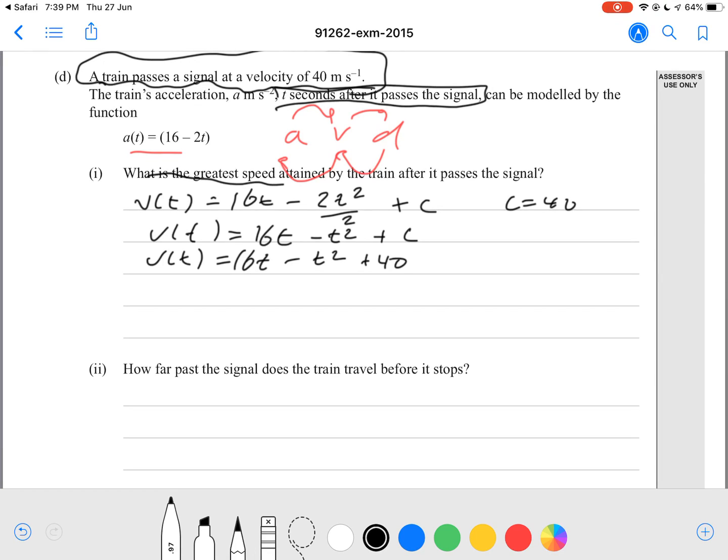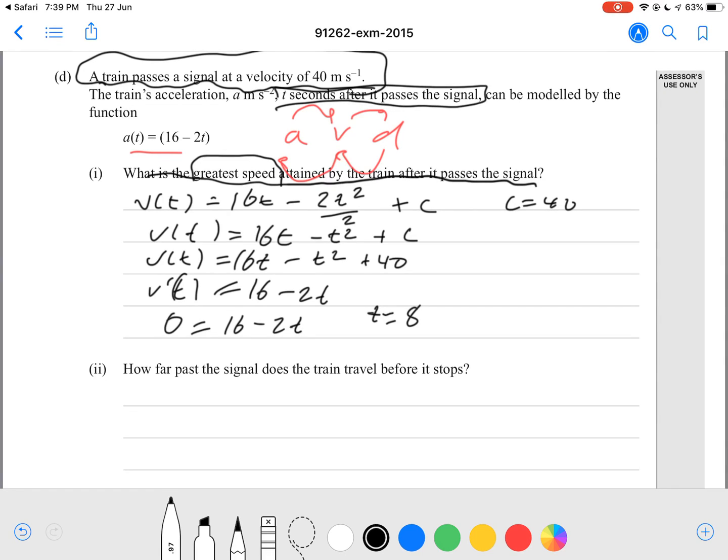We're going to find the greatest speed attained by the train after it passes the signal. So we're going to find our gradient function for the velocity. v dash of t equals 16 minus 2t. That's just our acceleration basically. Now we're going to set the gradient equal to 0 because we're trying to find the greatest speed, which only happens at the turning point. So 0 equals 16 minus 2t. Therefore, t equals 8.